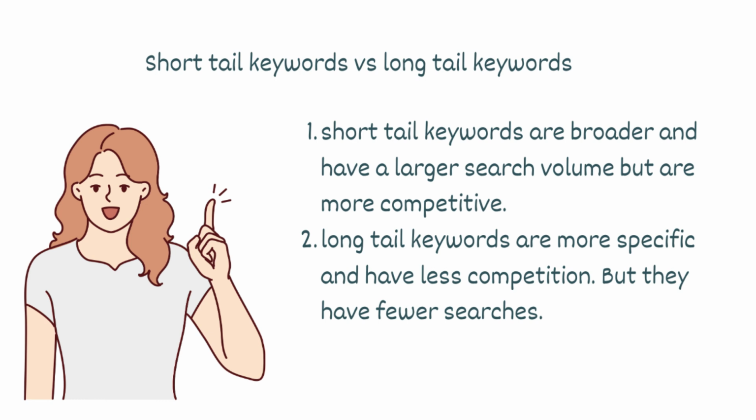On the other hand, long tail keywords are more specific and have less competition, but they also have fewer searches. An example of a long tail keyword might be post-apocalyptic thriller with female protagonist. So that is quite long and it's very specific, so you can imagine that there are fewer people searching for that. But if you've got a book that fits that description, you're sure to be found, I think.